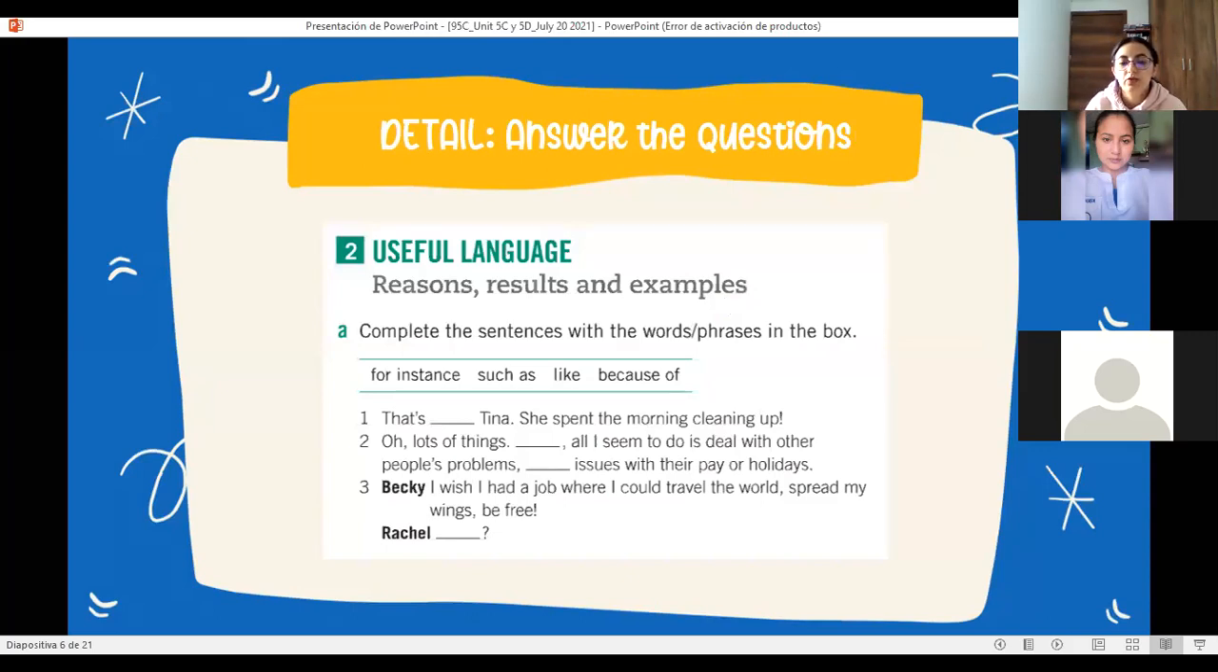Okay, so in this unit, you're going to listen to some useful phrases that you can use when you want to give reasons, when you want to talk about results, or when you want to give some examples, okay? For example, here we have: complete the sentences with the words in the box. Which word do you think can go with sentence number 1? Because of. Because of Tina. Okay, that's because of, let me write it over there.